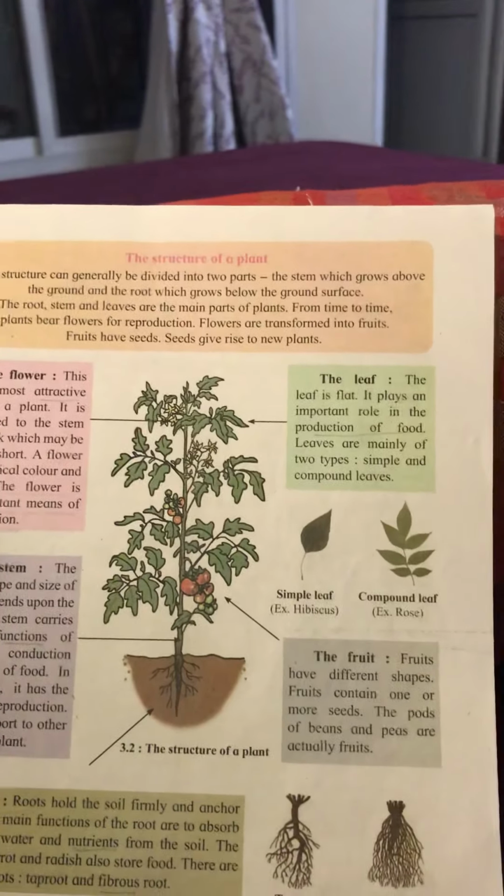Now you have the fruit. The fruits have different shapes. Fruits contain one or more seeds. The pods of beans and peas are actually fruits.